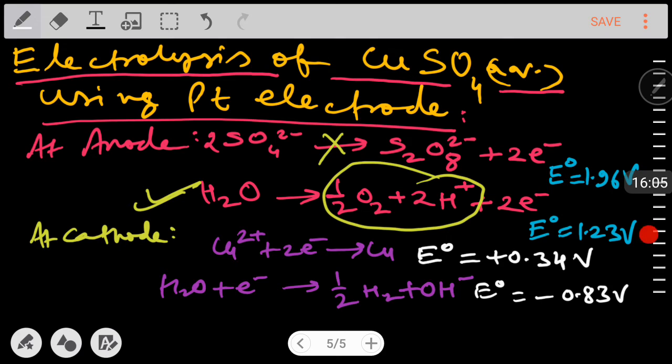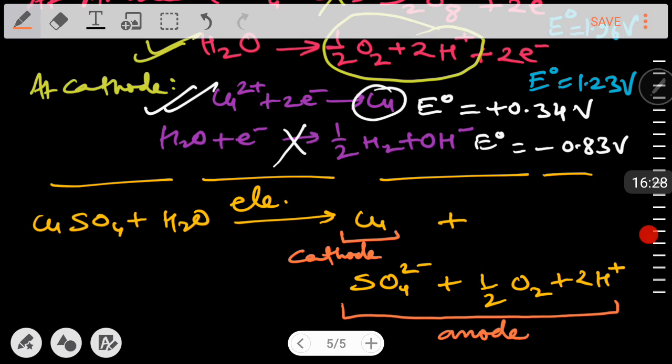The first reaction has the higher E naught value, and you know that at the cathode the reaction with the higher E naught value takes place with first preference. So the first reaction must occur with preference and the second reaction should not take place. It means that at the cathode, copper must be deposited at the electrode.